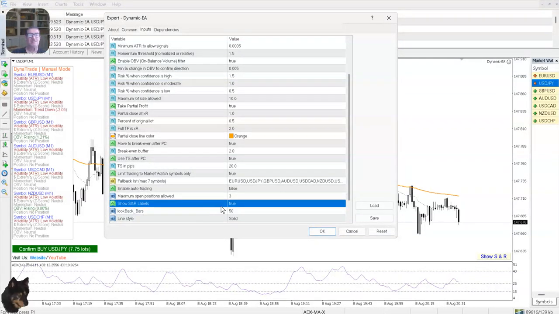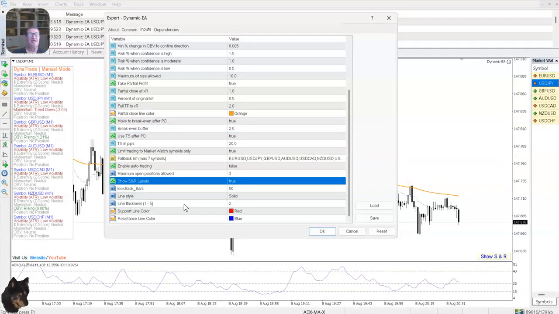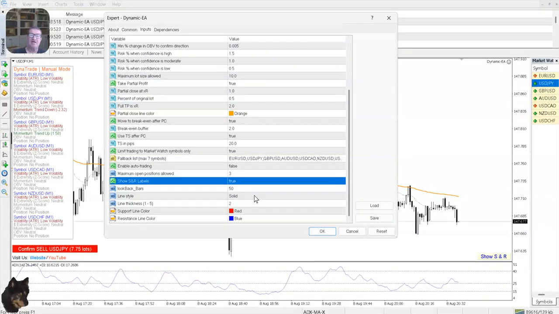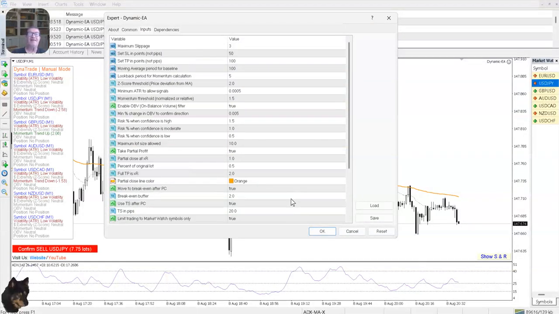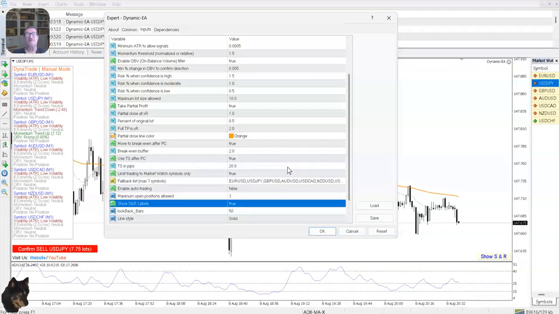Look back bars is what's being used for the support and resistance levels. 50 means that we're going back 50 bars, which again is a standard. This is simply the line and the thickness of the support and resistance lines. You set that any way you like, including the colors. You set those any way you like. And that is it. That is the entire explanation of the menu.